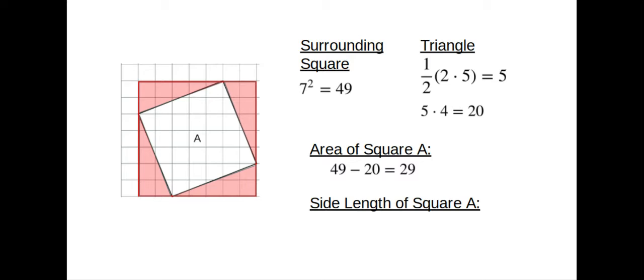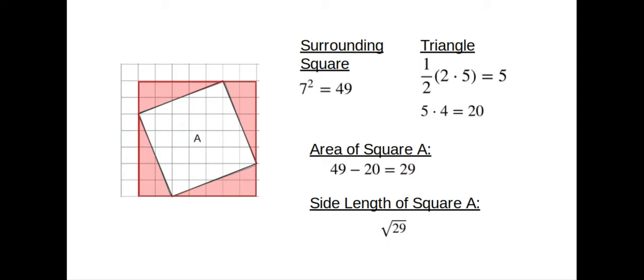In order to find the side length of square A, I need to figure out what number, when multiplied by itself, equals 29. I know that there is no whole number that will give me 29 when I multiply it by itself, and I remember from the last activity that it was close to 5.3, but there's a way to write the exact side length. The side length is the square root of the area, so the side length of square A is the square root of 29.